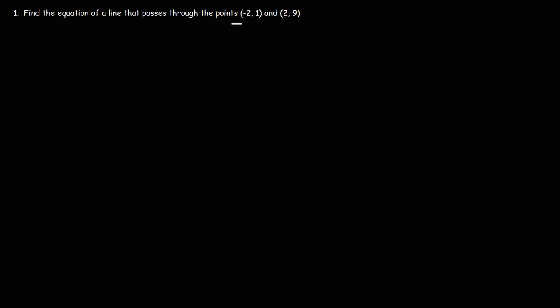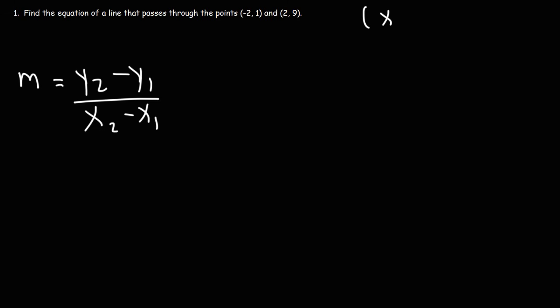So we're given 2 points, negative 2, 1, and 2, 9. How can we use these 2 points to find the equation of the line that contains them? The first thing we want to do is calculate the slope using those 2 points. And here's the formula. m, which represents the slope, is equal to y2 minus y1 divided by x2 minus x1.